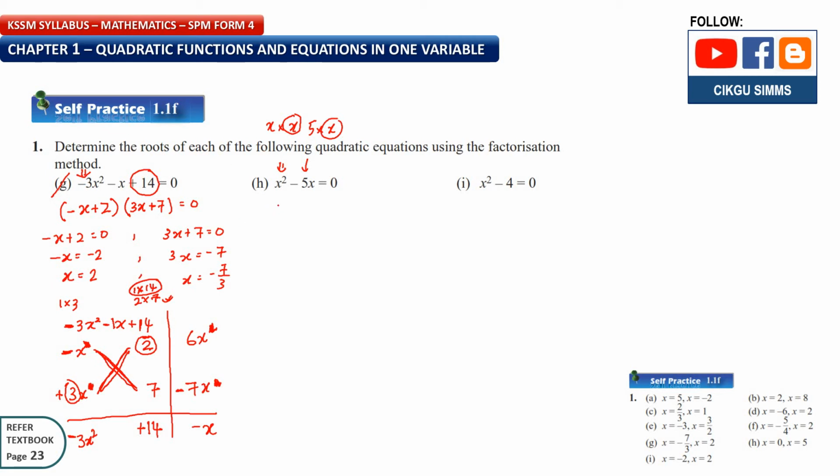Okay, so I bring out the x. And then I put a big bracket. So I take 1x from the first one. So what is left is only 1x. I take the x from the second one. What is left is negative 5. Okay, so these are the brackets. So I let the first one become 0. And then I let the second bracket become 0. So 0 and 5 are the two roots.